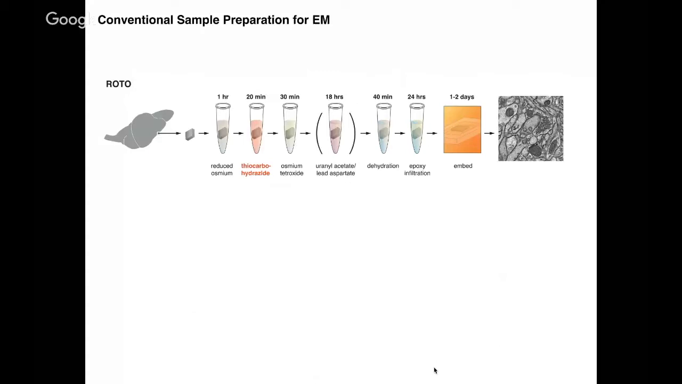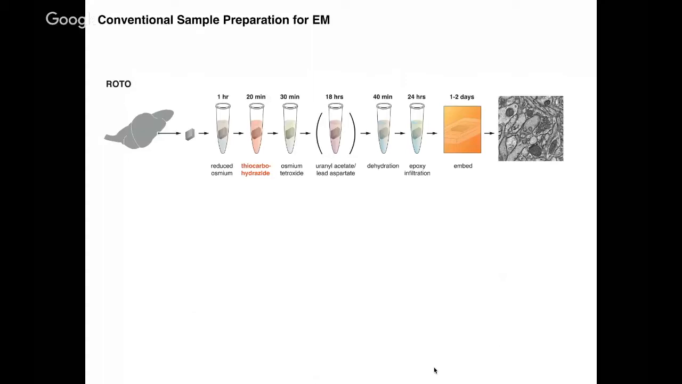What all of these studies had in common was that they were using conventional sample preparation for their electron microscopy. And this type of sample preparation always uses this reduced osmium type of stain, which is shown here. The idea is that you have a mouse brain, you extract a small area of the brain, and you put it into reduced osmium solution. And then there were some variations on what you did afterwards.